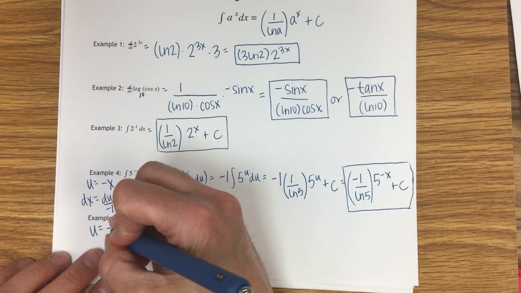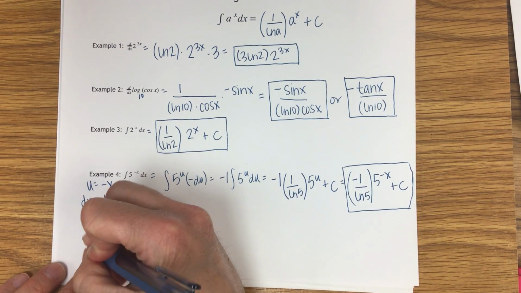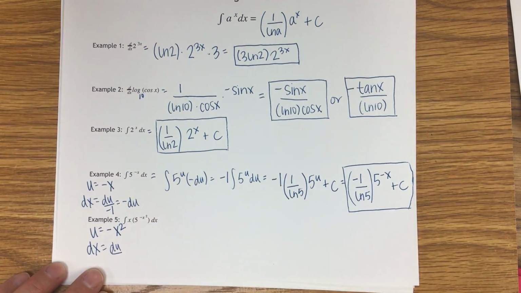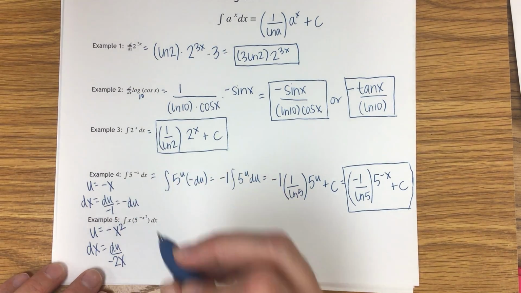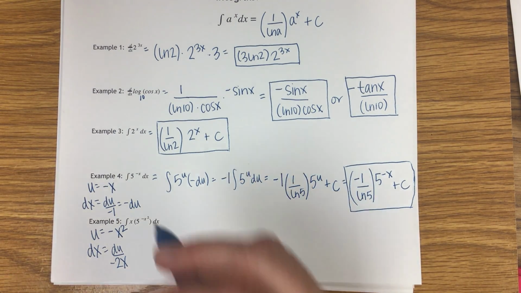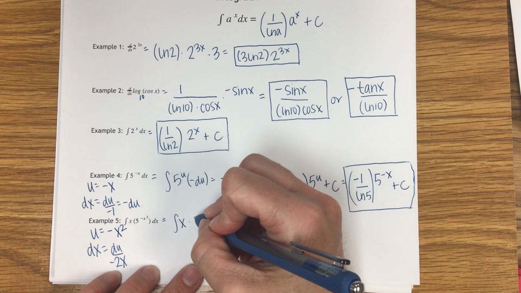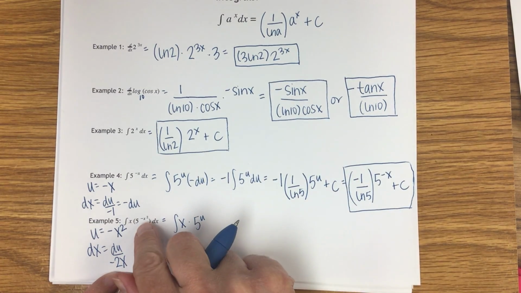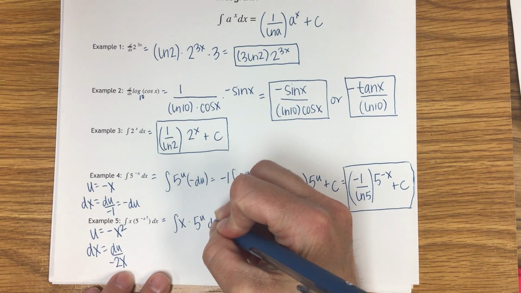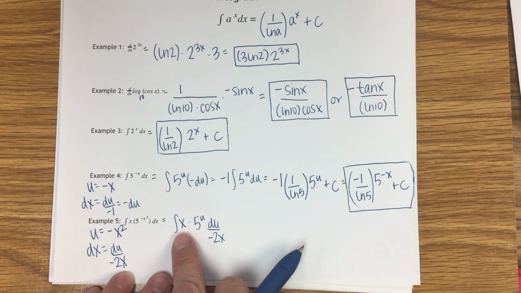The u is going to be negative x squared. Remember my shortcut, I do need dx. dx is du over the derivative of u, which is negative 2x. Then I'll go in and do my subbing. So x times 5 to the u, because I want a negative x squared out, dx equals du over negative 2x. And it worked out great.